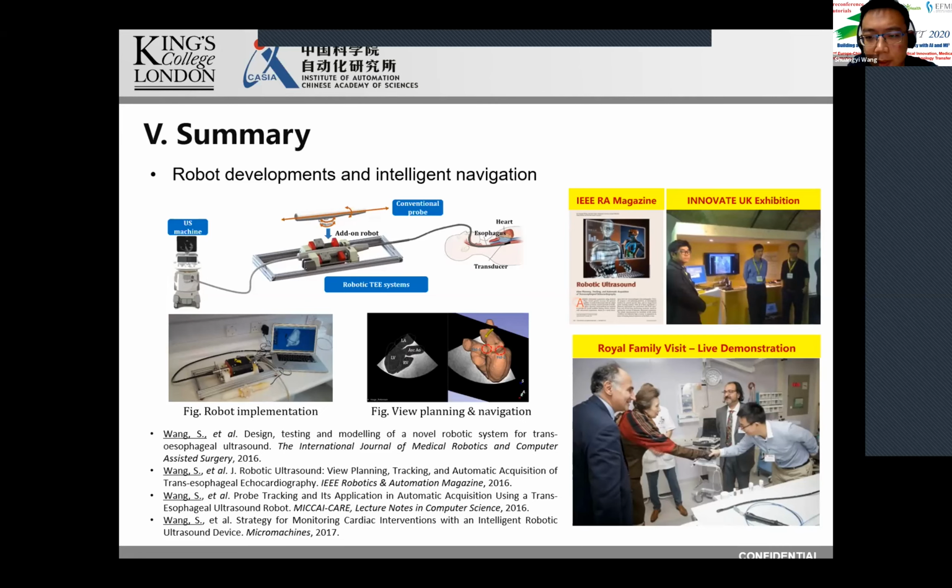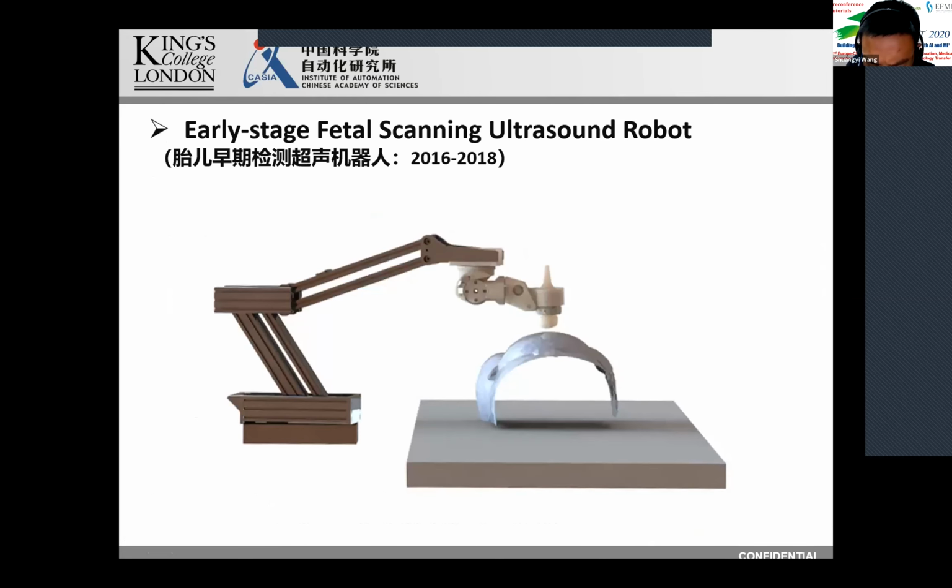get involved in the Innovate UK exhibition, and we did a live demonstration to the royal family when they visited our hospital, St. Thomas'. The bottom right picture shows Princess Anne from the royal family as we demoed the robot to her. That was the first robot I wanted to introduce to you, the transesophageal ultrasound robot.